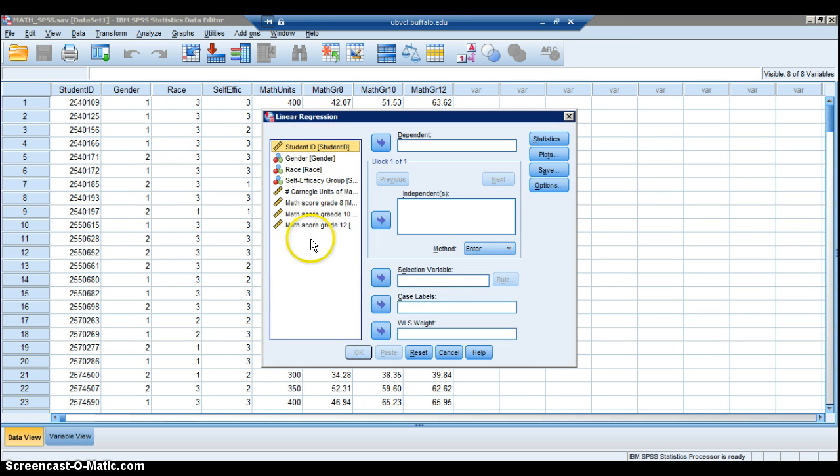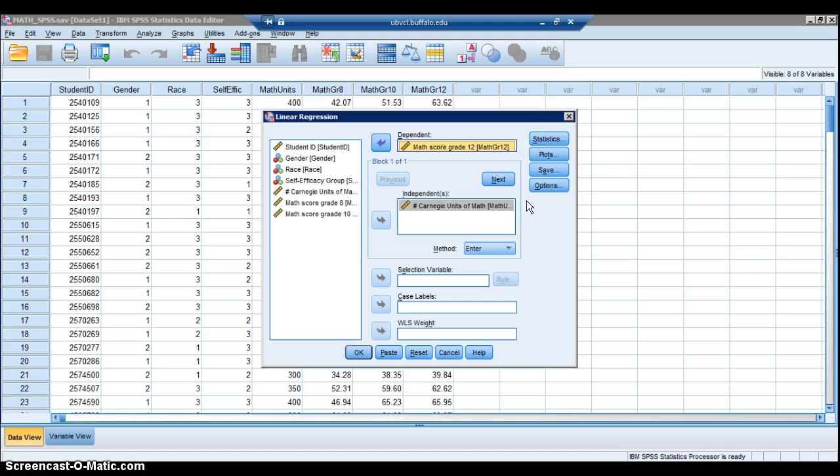Okay, so like in the lab from last week, we said that how many units of math you take is going to have an impact on your achievement. So therefore, math units is your independent variable. So you're going to click that and click it over to independent. And grade 12 math achievement is going to go up in the dependent box.